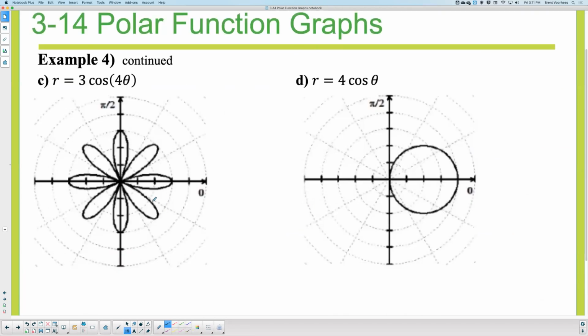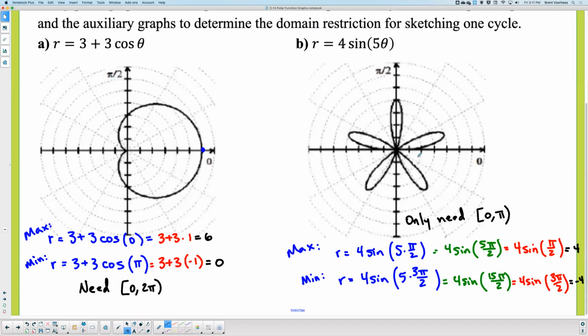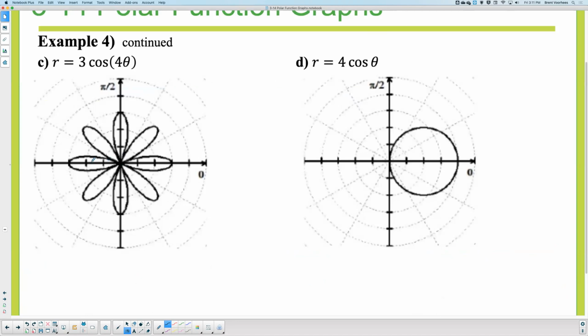By the way, by rule, if it looks like perfect petals or circles on an odd number of petals, it's probably going to be just 1 pi. If it's not a perfect looking petal, or if it's an even number, then it'll probably need 2 pi. That's just kind of a shortcut. So on this one, if you count them up, 1, 2, 3, 4, 5, 6, 7, 8. Because it's 8, I'm going to guess it needs 2 pi.